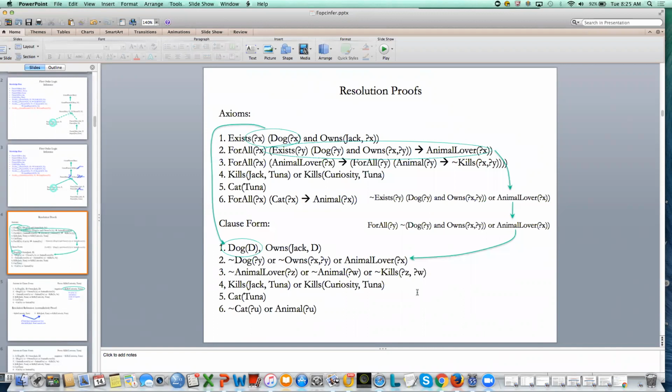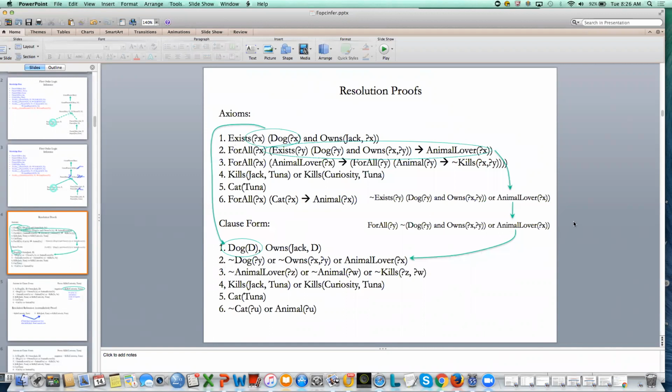There's a couple of transformations that we'll talk about, and all the variables in this form are universally quantified, so I don't show the quantifications. In the other form, there are some variables that are existentially quantified, some variables that are universally quantified. In this form, everything is universally quantified.